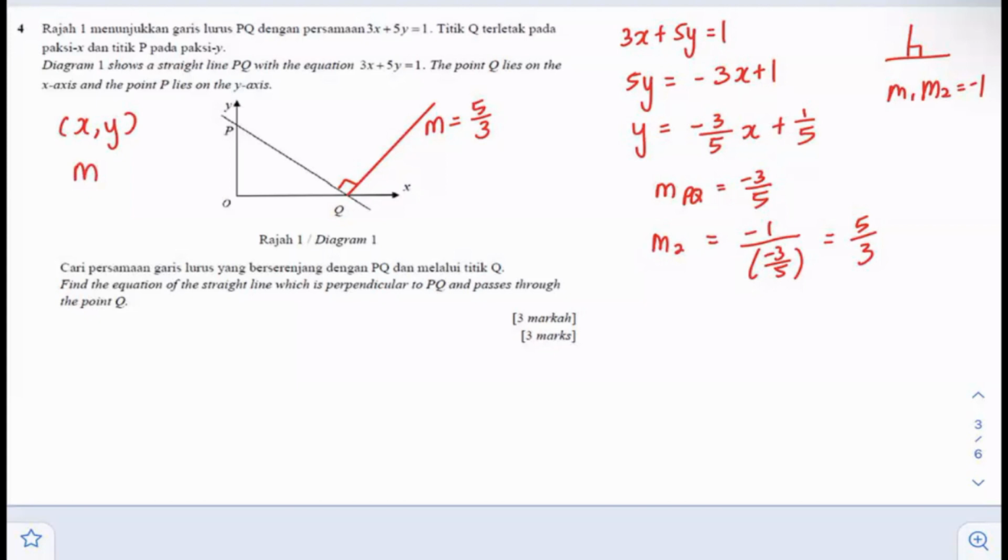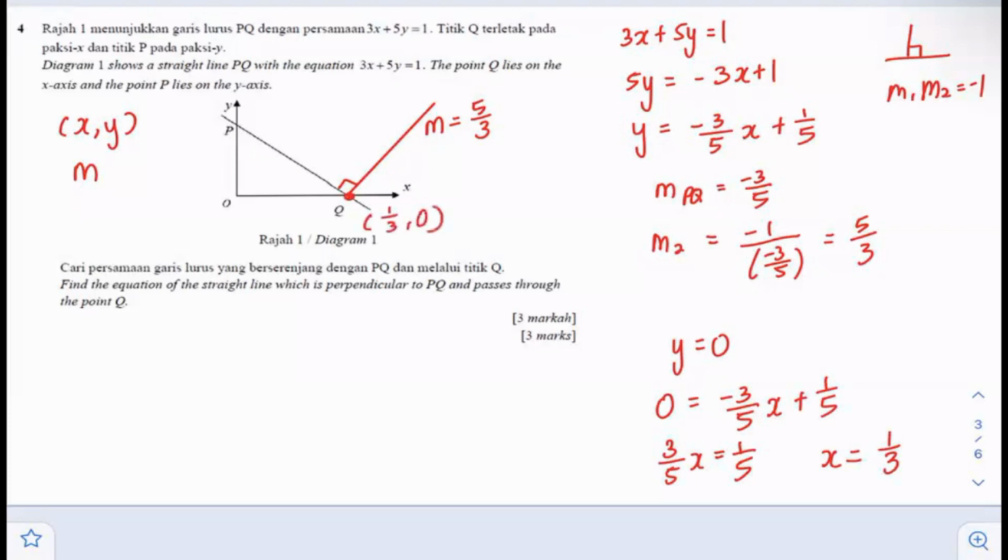So we now have the gradient, but we don't have the coordinate yet. At Q, which is when y equal to 0, with y equal to 0, we have 0 equal to -3/5x plus 1/5. So 3/5x equal to 1/5, so the x will be 1/3. So we now know this coordinate is (1/3, 0).